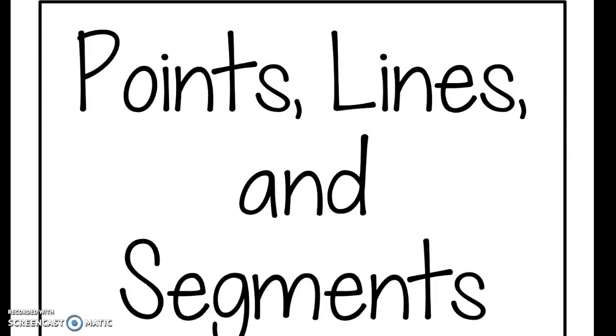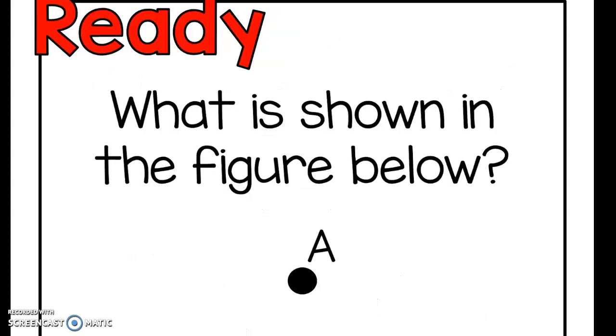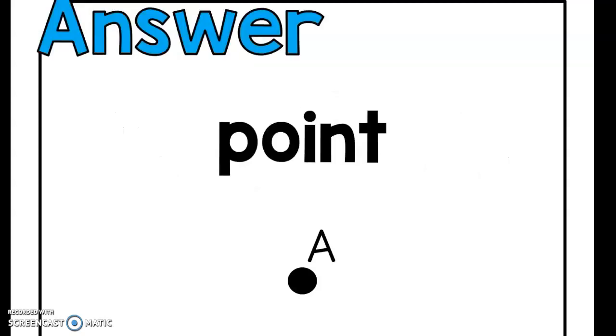So first, if I show you this, what is this, right? That's just a dot, right? That's a dot. So when you see a dot on a map like that, we call that a point. That's point A, right? Point A. So now you know point is just a dot. Okay, good job. Point is a dot.